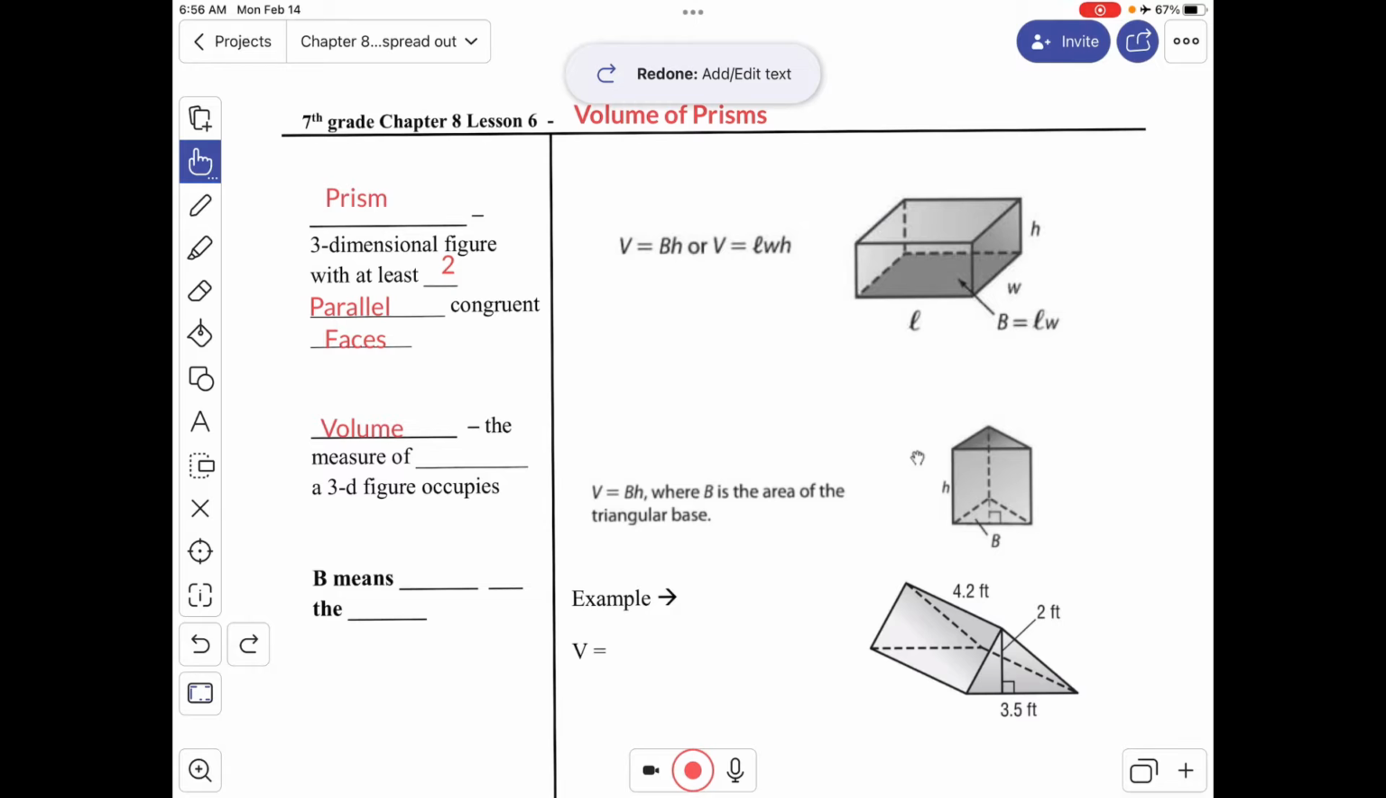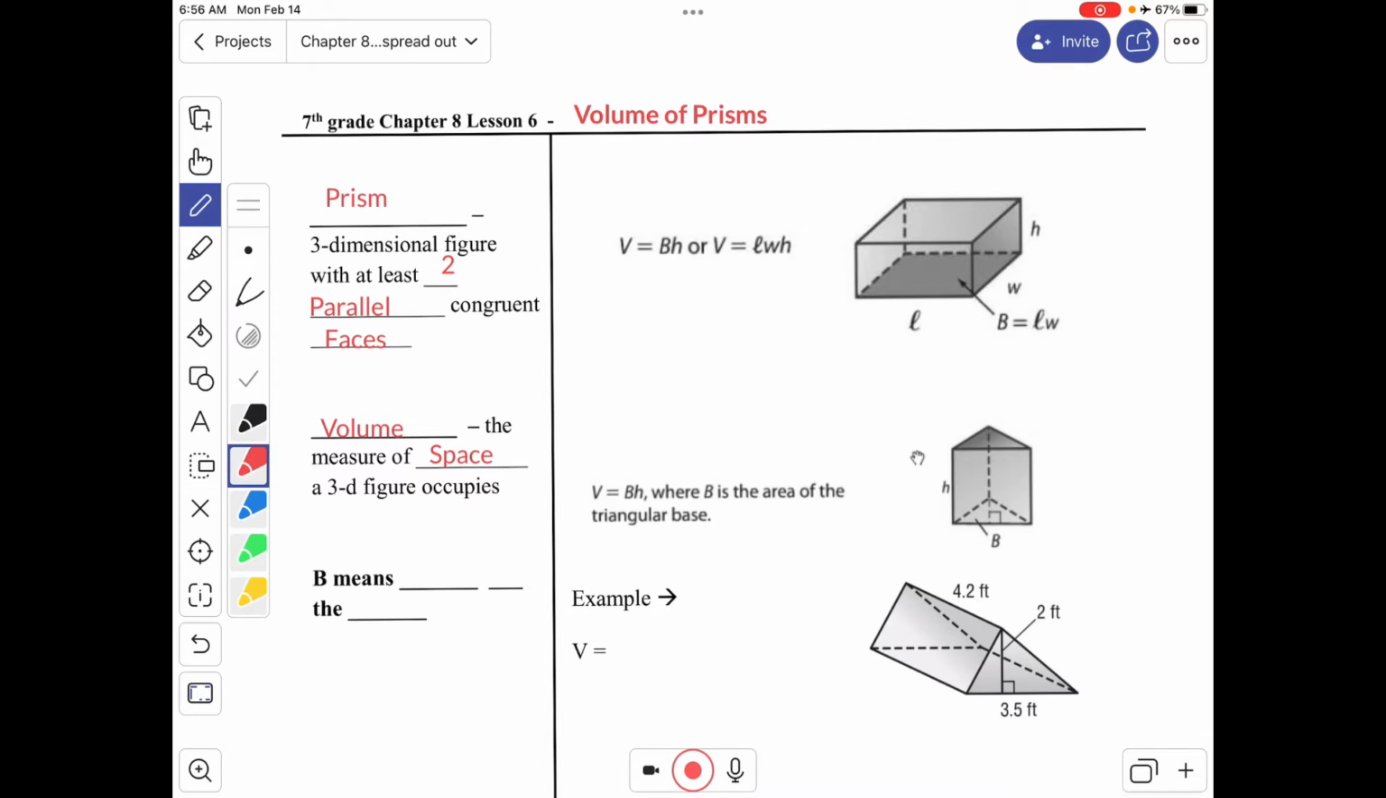So volume is the measure of space a 3D figure occupies. And this is our formula. Volume equals area of the base times the height, or volume equals length times width times height. When you were in elementary, they probably used just length times width times height, which works if it's a rectangular prism. However, for this shape, the triangular prism, that won't work. So we use a different formula.